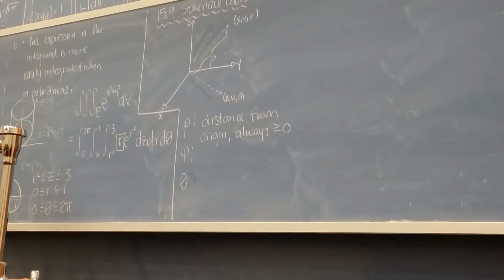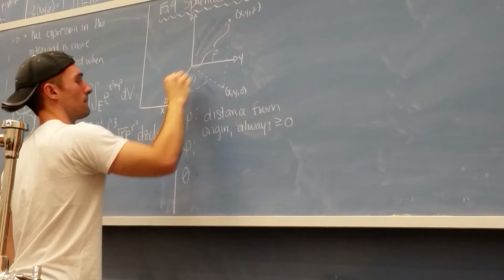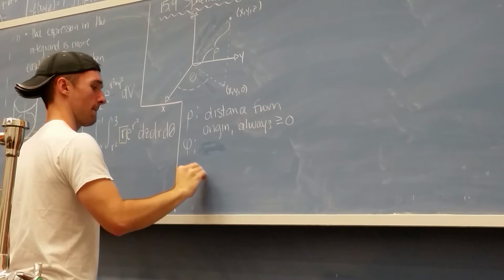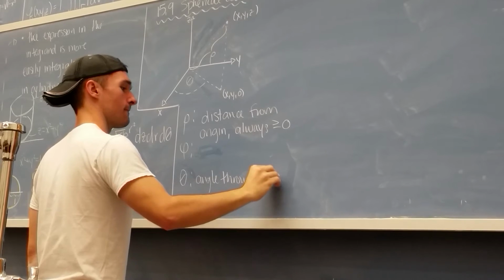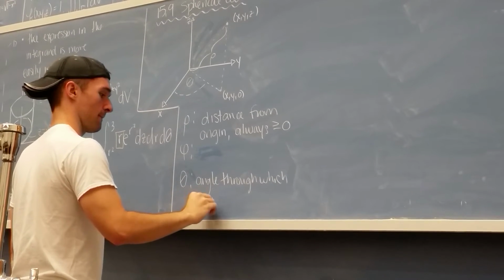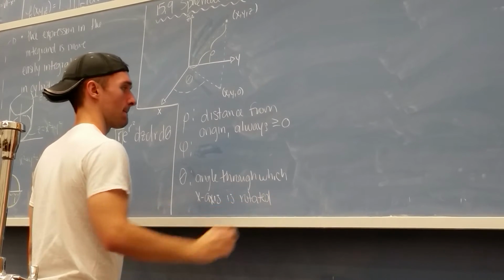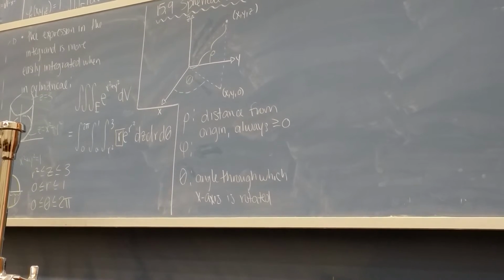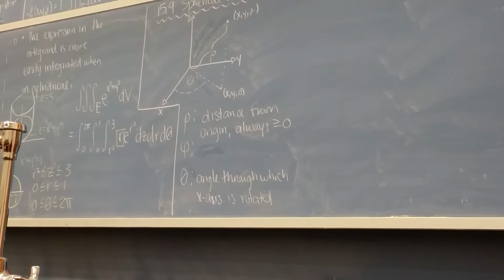So theta has our usual interpretation. It's just the angle through which the x-axis is rotated counterclockwise. And it's always in the XY plane. It's something you would think about just like you would think about a polar rotation.